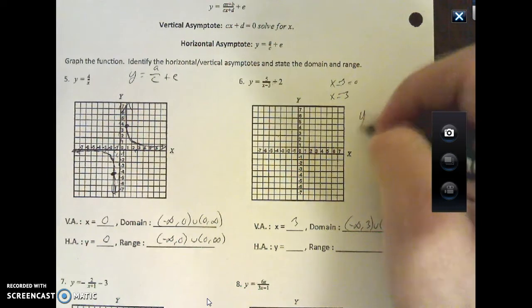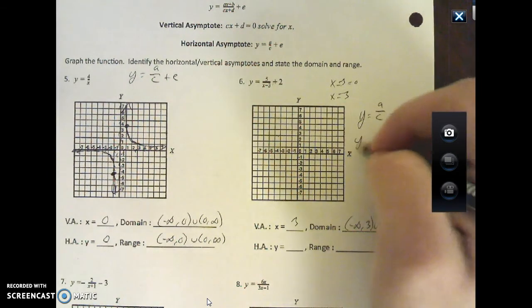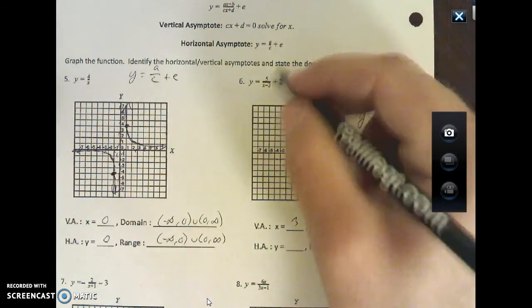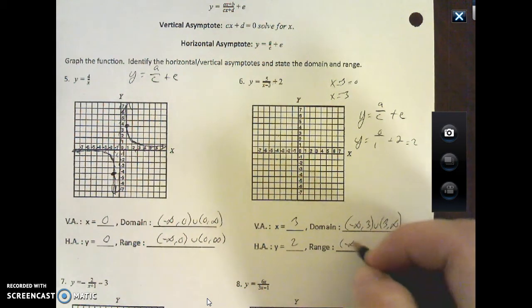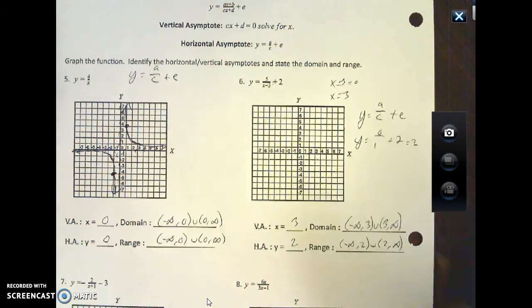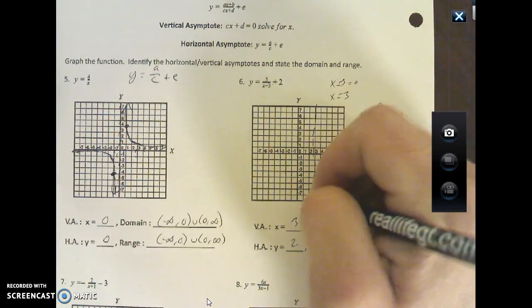Now as far as my ACE formula, my A is 0. Guys, you have to remember this. I can't tell you during the quiz day. All right? So it's 0 over 1 plus 2. 0 divided by 1 is 0, plus 2 is just 2. Okay, so vertical is going straight up and down here. And then 2 is going across this way.